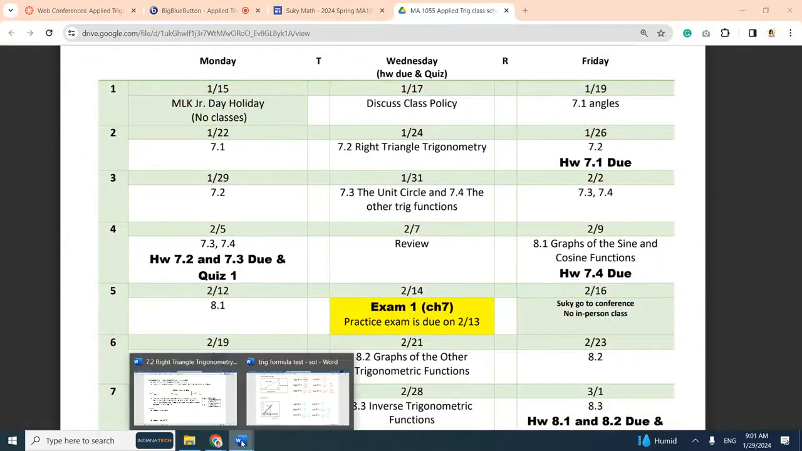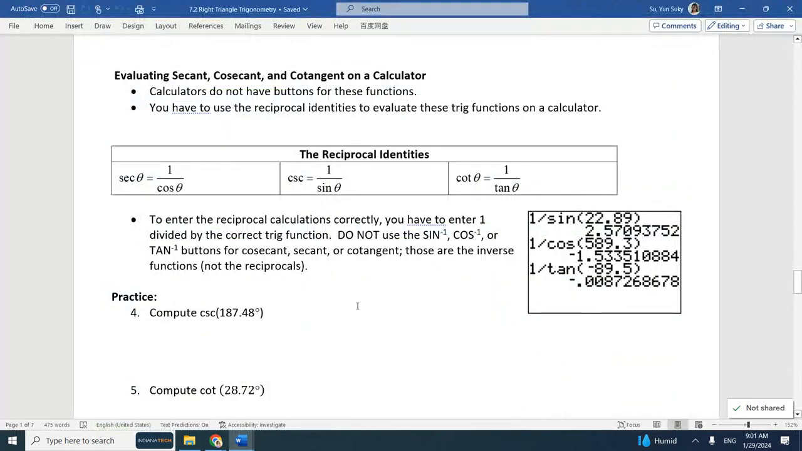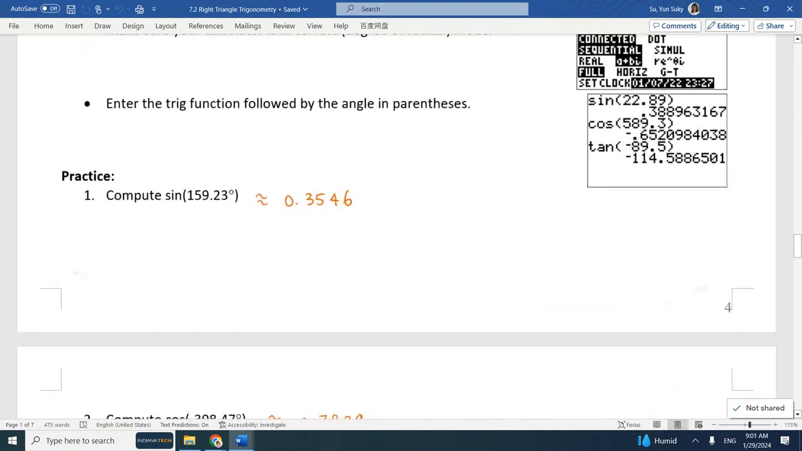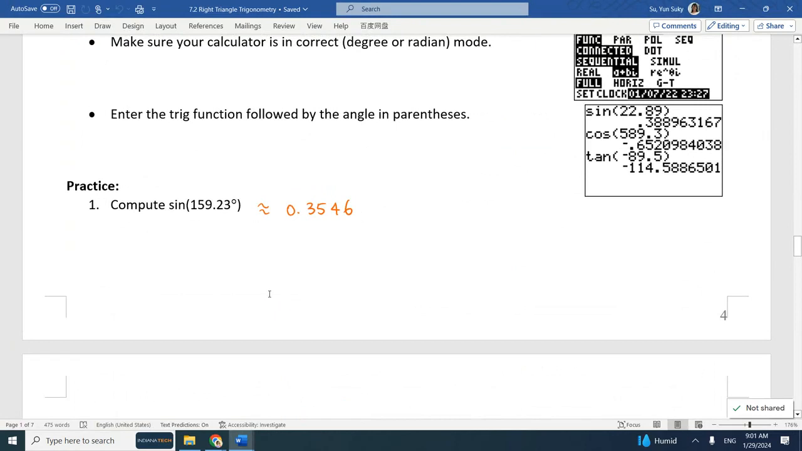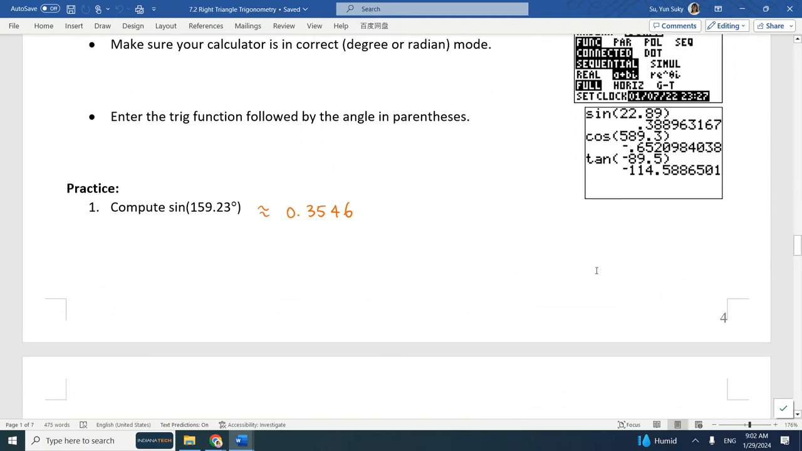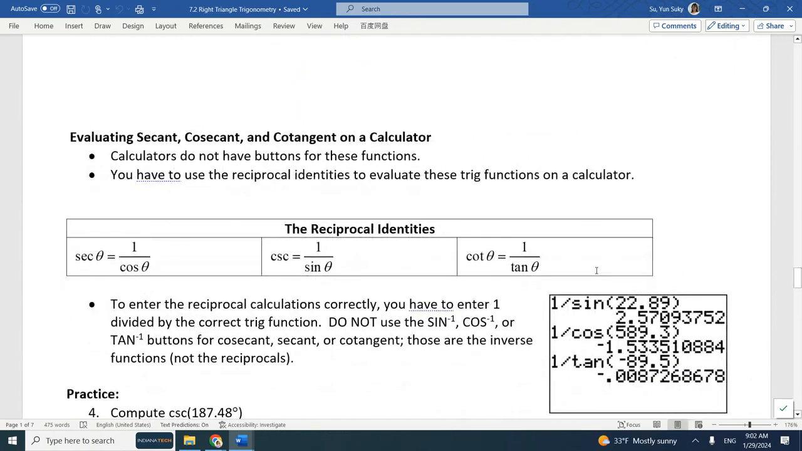Okay, let's see. 7.2. So last time we talked about how to use your calculator to compute the following. First, you're going to make sure you're in the degree mode or radian mode. Do you still remember? And then you have the buttons sine, cosine, and tangent, right? So today we continue. How to evaluate secant, cosecant, and cotangent on the calculator.